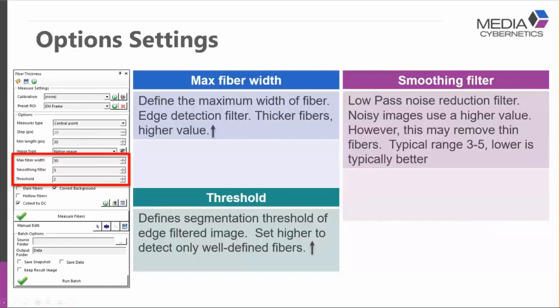Depending how noisy your image is, there's a smoothing filter, typically range 3 to 5, but you can adjust this as needed. It's blurring out the background. So this can help with noisy images. One thing you want to make sure of, by setting this too high, you can blur out your fiber. Standard image processing technique. Threshold, we're using edge detection, and this is where you're detecting, after these image processing steps, how well we're finding the fiber. And you can adjust this. If you have very clear, distinct fibers, you can set this to a higher value.